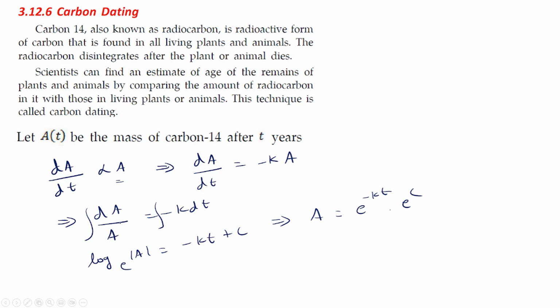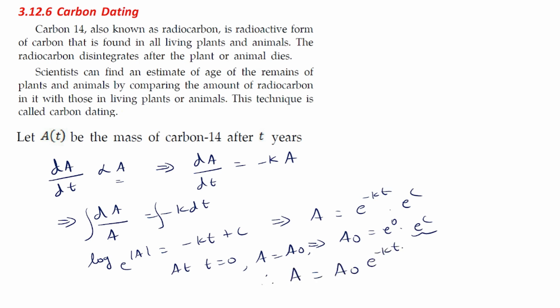If we consider at t equal to 0, A equal to A naught, that is, if we take the mass of carbon 14 in the living plants or animals as A naught, then we have at t equal to 0, A equal to A naught, which implies A naught equal to e raised to 0 into e raised to C. So we get e raised to C as A naught. Therefore, A equal to A naught into e raised to minus Kt, where A naught is the mass of carbon 14 in living plants or animals, which is being compared with the remains of plants or animals.